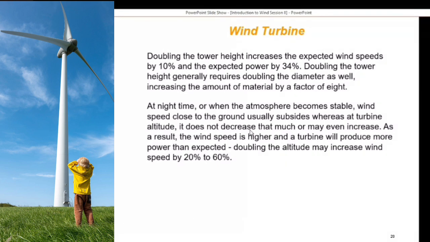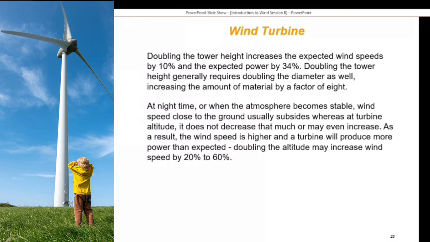Doubling the tower height increases the expected wind speed. That is about the system, unlike a rooftop system, because the more you increase the height, the more you can capture a good wind speed. Mostly in our country, or generally, at the meteorological station, they measure at 10 meter height. Where they take the measurements, the wind speed is there, and you are doubling it.